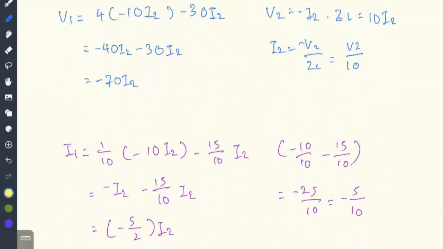Next, let's look at the output side. The load impedance here is 10 ohm, so the relation between the output voltage and current is V2 equals minus I2 times ZL. Substituting the value of ZL, V2 equals minus 10 I2.